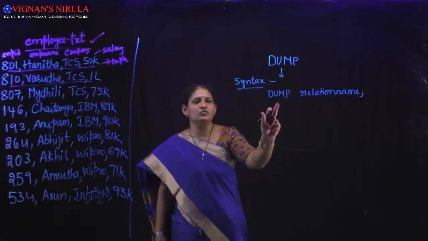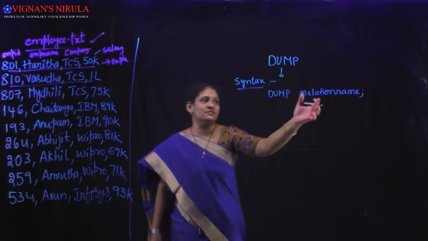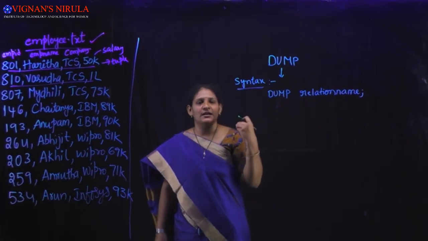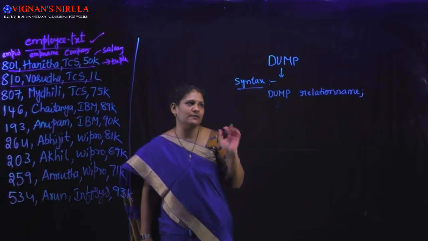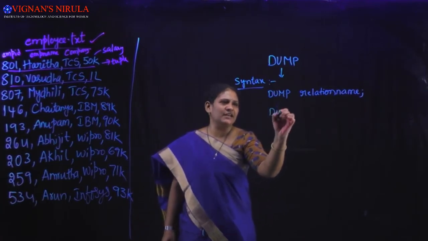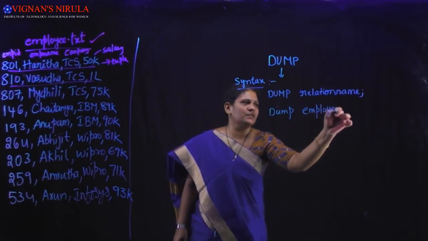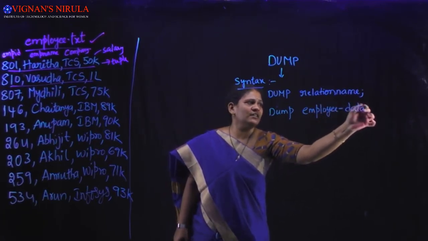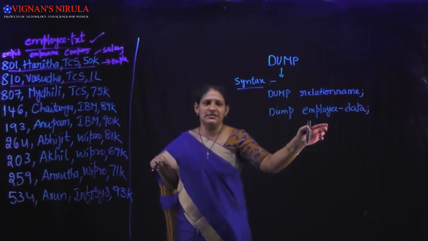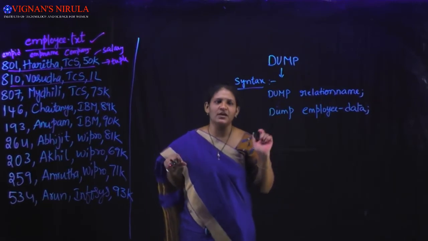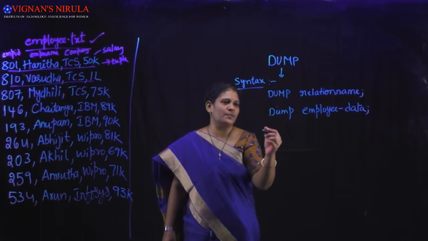The dump operator is used to dump the data present in this relation onto the monitor. It will show the data present in this relation on the screen. Previously I took a relation called employee data. If I write dump employee data, then whatever data I have loaded into this relation will be displayed on the screen. The output for this operator will be like this.